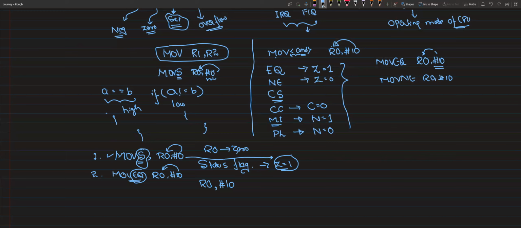And in this case, if I don't have this S, what will happen? R0 will be updated with 0, but the zero flag will be 0 because I didn't put MOVS. So the MOVEQ condition will not be satisfied. Finally, R0 will be 0 only. Agree?